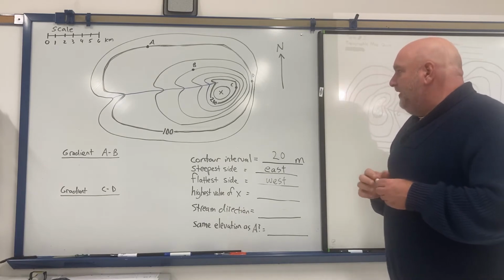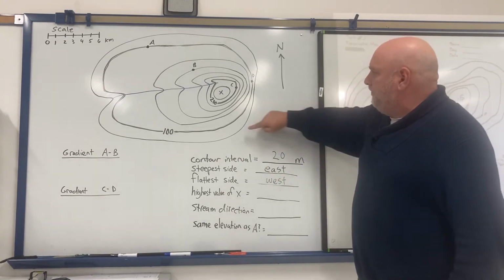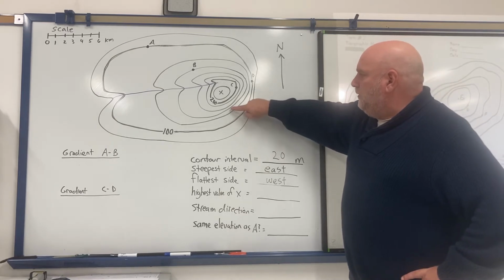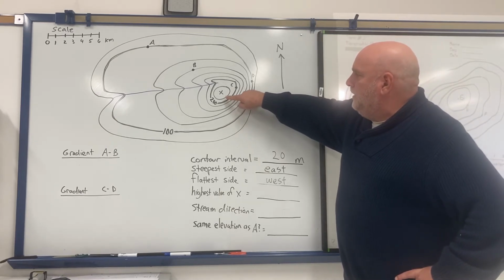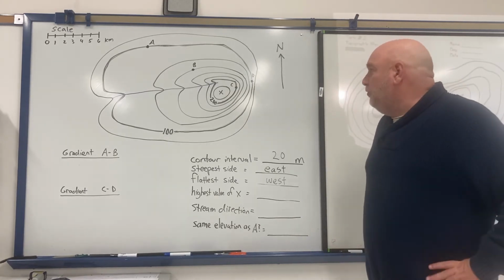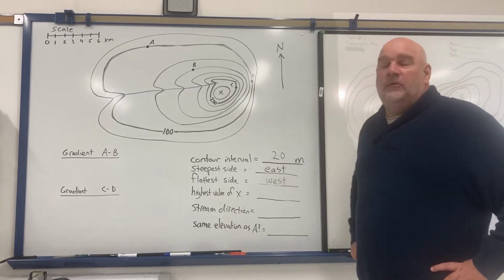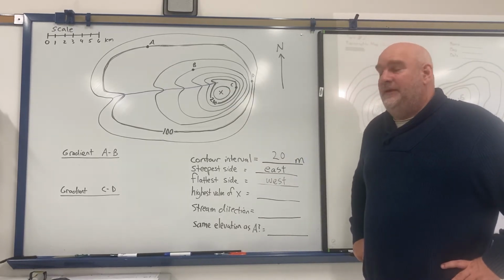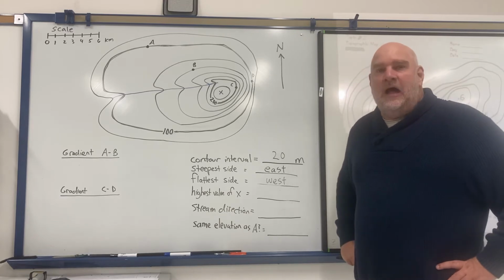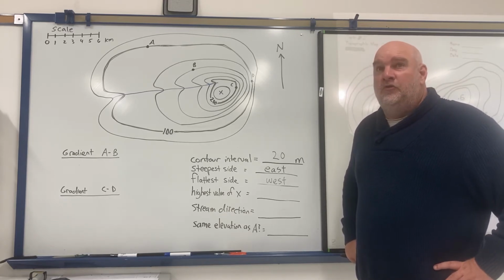Highest value of x. All right, so I know I'm going by 20s. So there's 100, 120, 140, 160, 180, 200, 220. So 220 is the height of my top contour line. My question is, what's the highest value x could be, or what's the highest value the top of that hill could be? Well, my last contour line is 220, so I know it is more than 220, right?